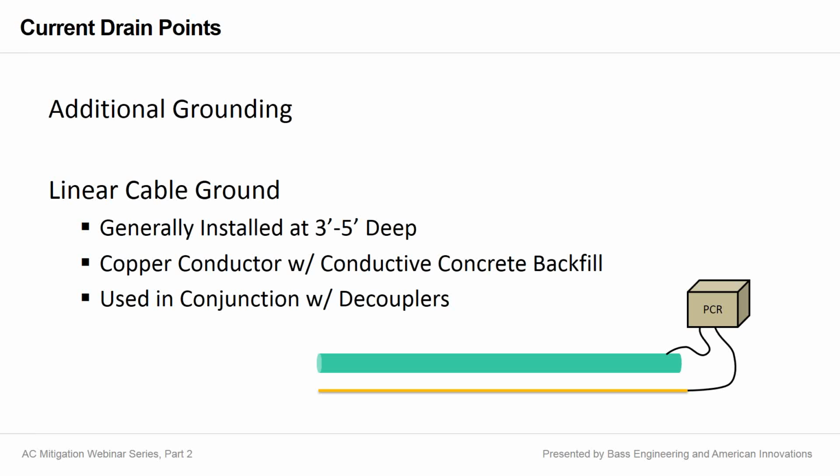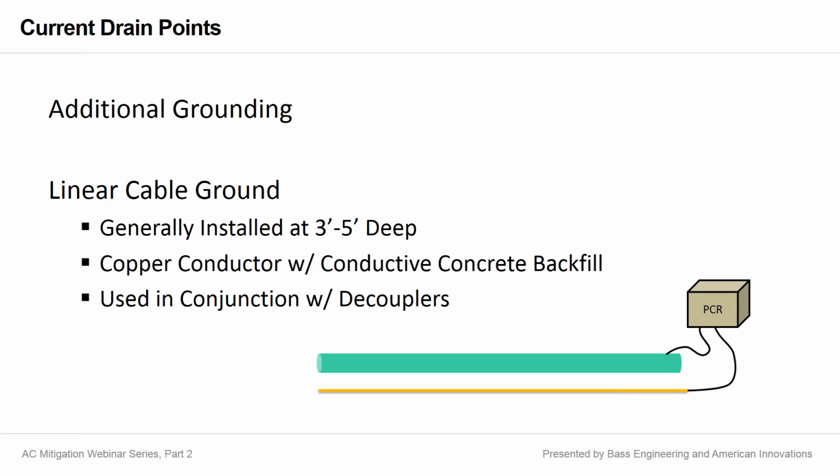Another way that you may think about additional grounding would be a linear cable ground. Generally, these are installed at pipeline depth, which is generally going to be something at 3 to 5 foot deep. Most often, you would see a copper conductor used in conjunction, once again, with a conductive concrete backfill. And once again, you see the decouplers at play to decouple that copper conductor from the pipeline for DC purposes, but enable conduction under AC conditions.